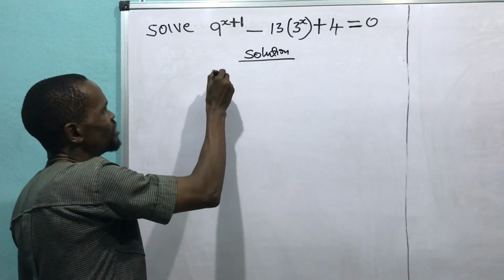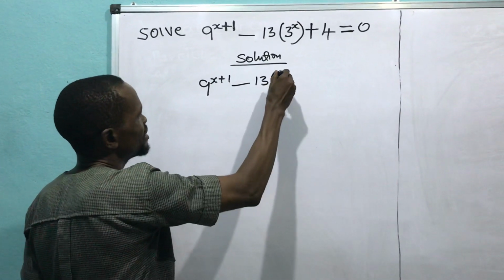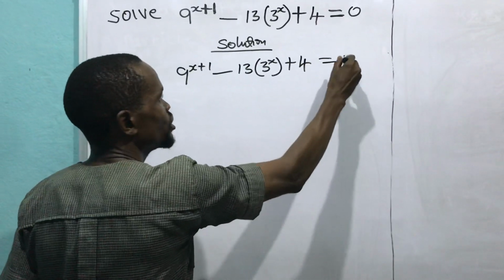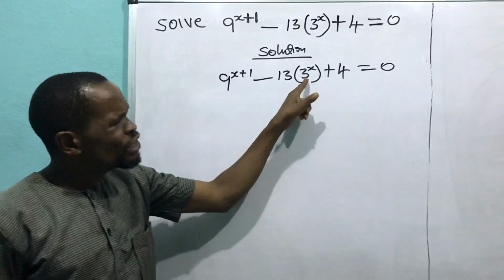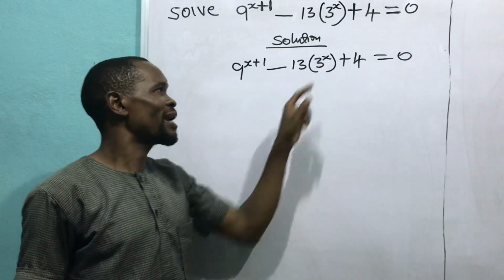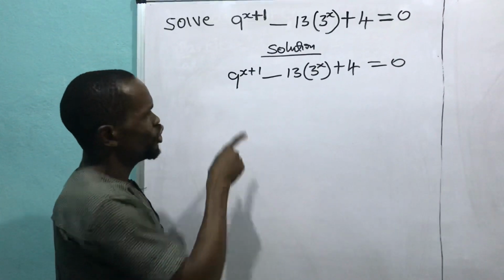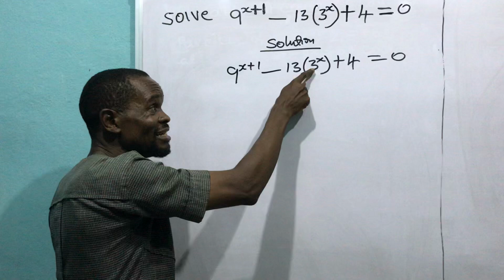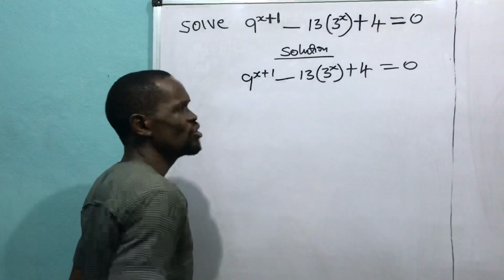This 9 raised to power x plus 1 minus 13 times 3 raised to power x plus 4 equals 0. Look, as I said before, this is an exponential, which indicates to me that I'm going to have 3 raised to power x here. This one in the middle is telling me that I need to have it at the extreme end here. As I see this 3 raised to power x, it indicates to me that I'm going to have this here. So what will I do?